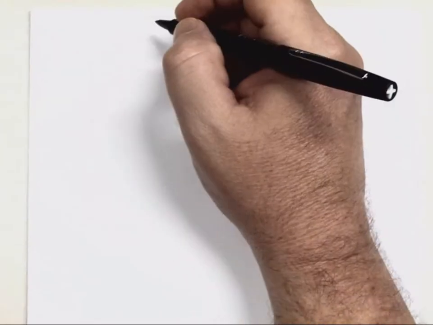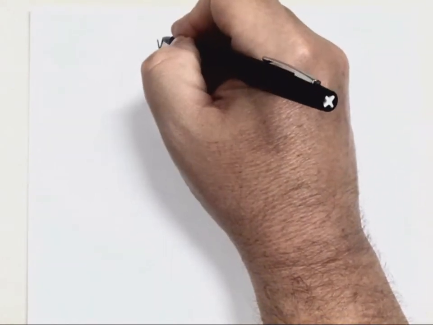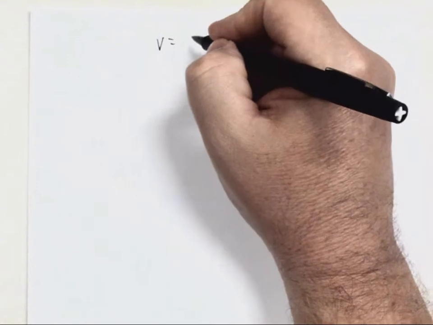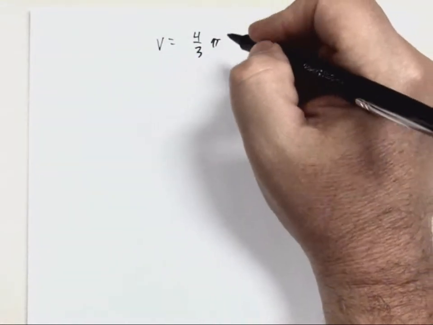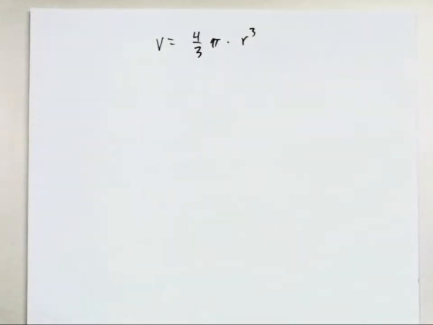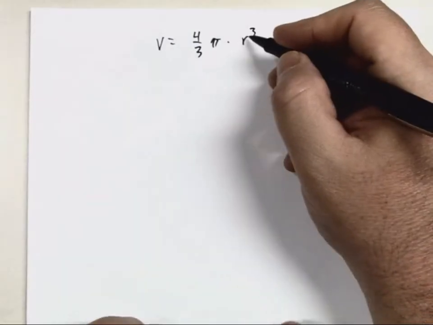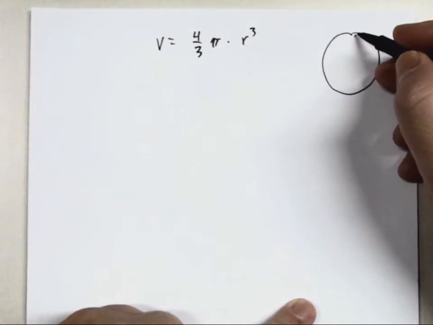A sphere, you know, is like a ball. So they're assuming a cantaloupe is perfectly round, and the volume is 4/3 pi times r cubed, where pi once again is 3.14, a number. So r is like the radius. So like we have, right?